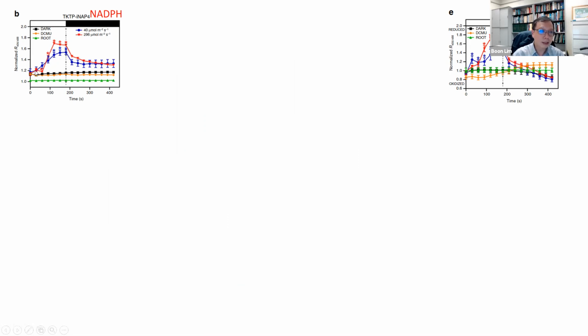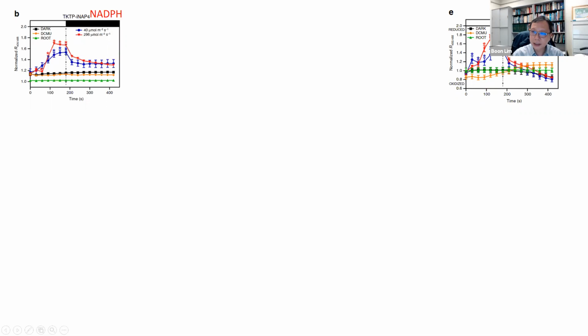We can see that if we eliminate the seedings, the white bar means elimination. And this is the sensor in the chloroplast that detects NADPH. This is a higher light intensity, this is lower light intensity. So we can see that both light intensities can increase the NADPH level in the stroma, and then when we turn off the light, it will gradually decrease.